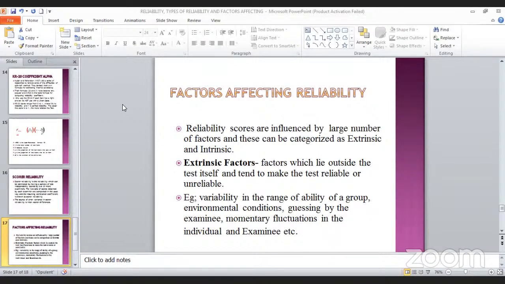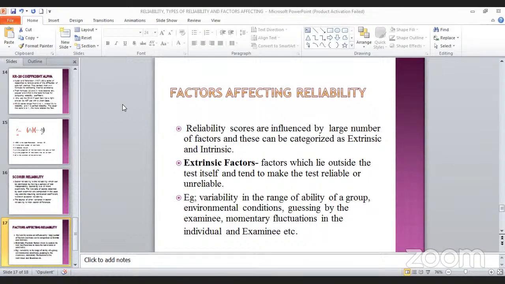Next is environmental conditions. When an examinee is taking a test, the person should be comfortable. The testing environment should be uniform with respect to light, sound, and other conditions. Otherwise, the test scores will be disturbed if the person who is taking the test is not at all comfortable. So that is about environmental conditions.